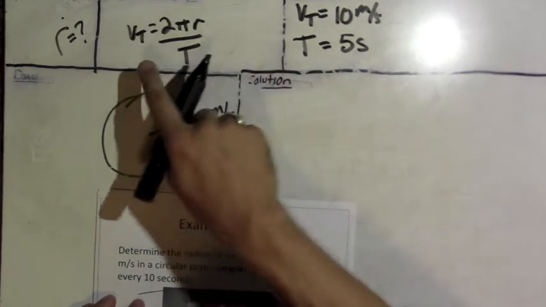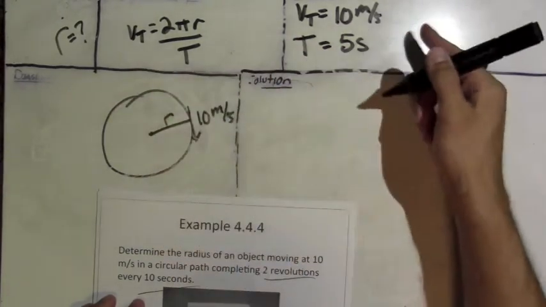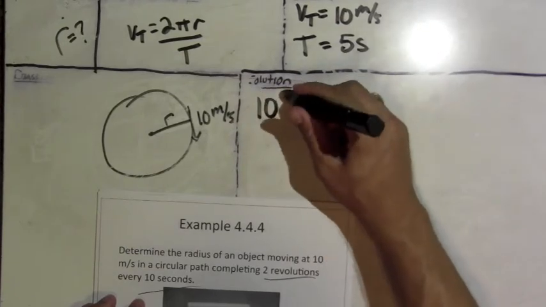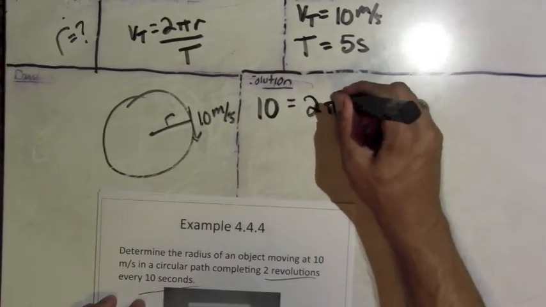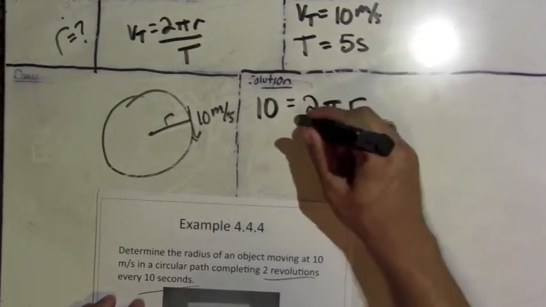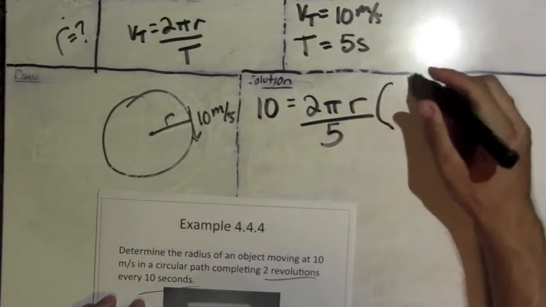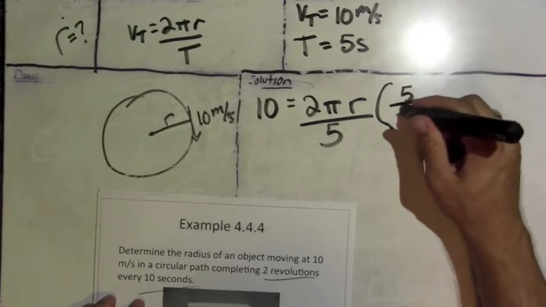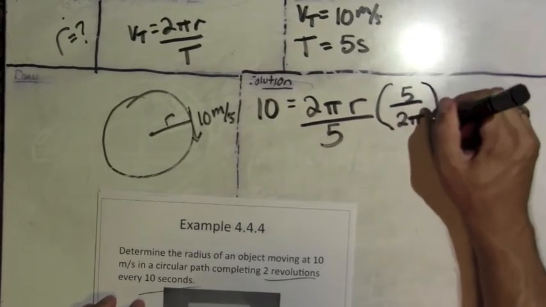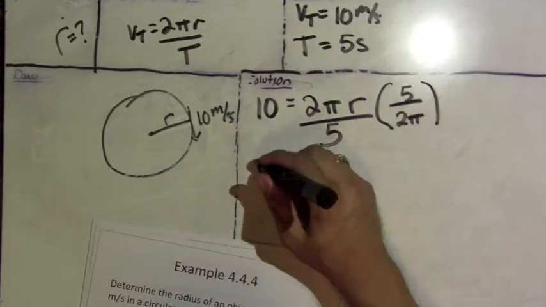So we have Vt equals 2 pi r over t. We plug in our numbers. We say 10 equals 2 pi r divided by 5. So I'm going to go ahead and multiply both sides by 5 over 2 pi. And when I do that, I'm going to get my radius value.